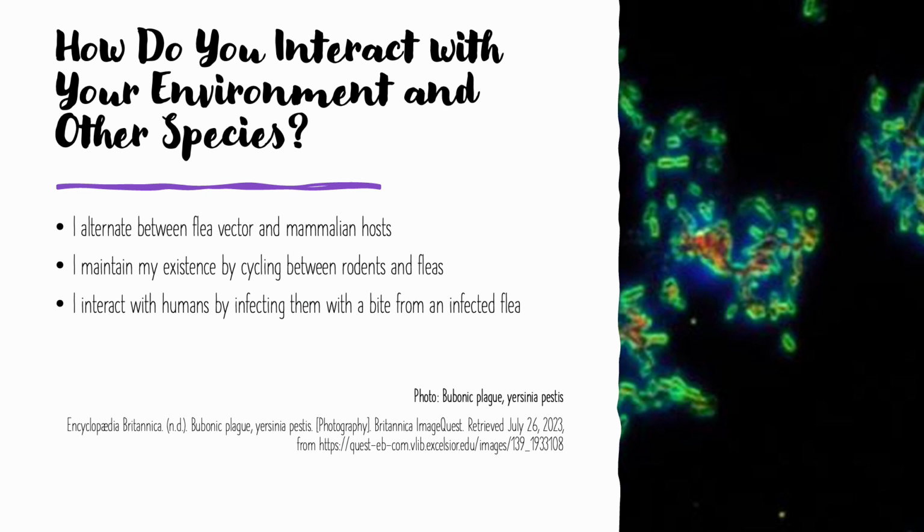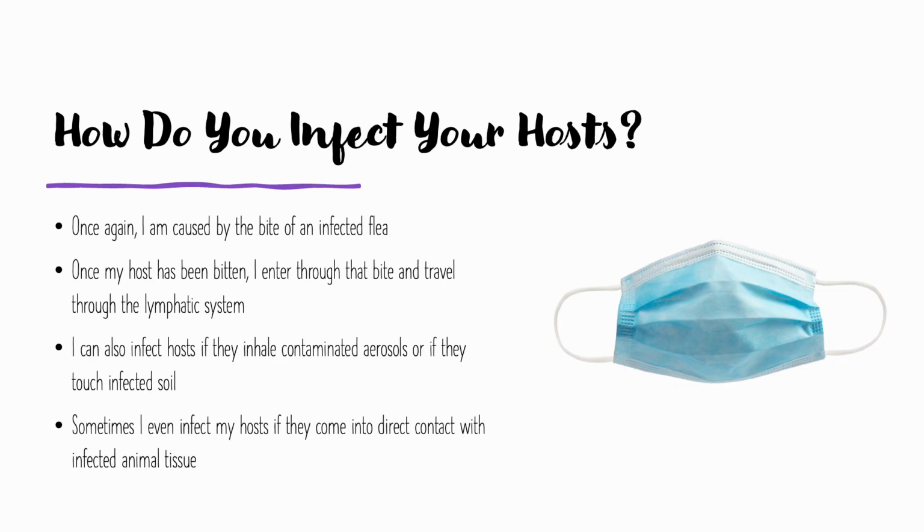How do I interact with my environment and other species? I alternate between flea vector and mammalian host. I maintain my existence by cycling between rodents and fleas. I interact with humans by infecting them with a bite from an infected flea.